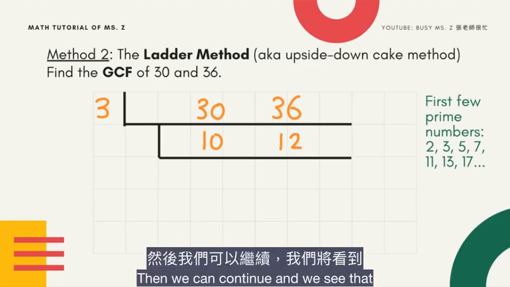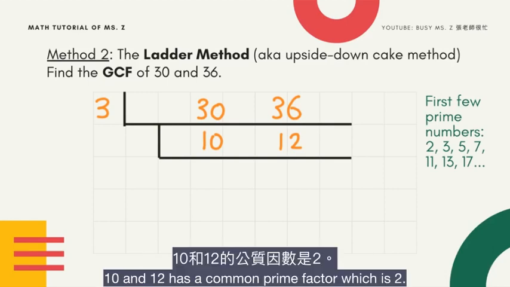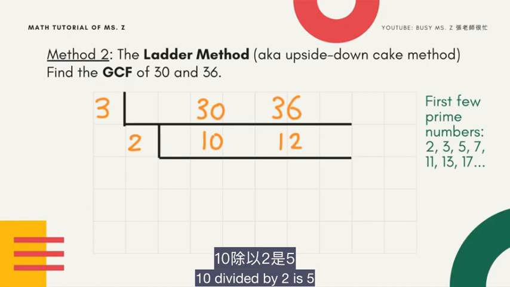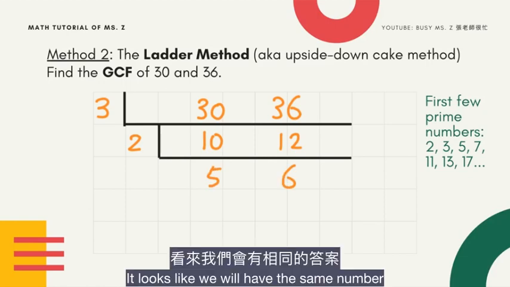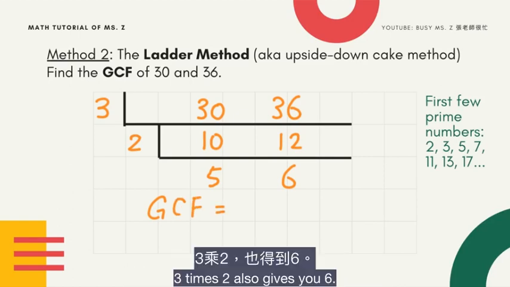And then we can continue and we see that 10 and 12 have a common prime factor, which is 2. 10 divided by 2 is 5, 12 divided by 2 is 6. And it looks like we will have the same number. 3 times 2 also gives you 6.